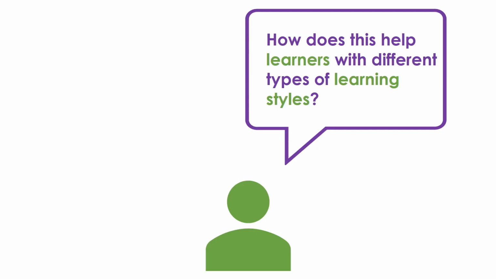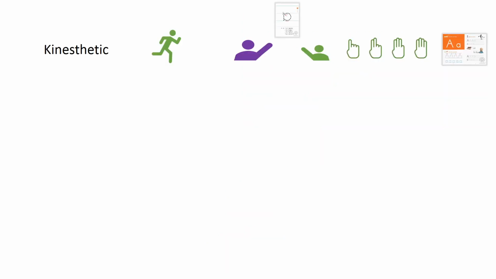How does this help learners with different types of learning styles? Students learn in a variety of ways. The kinesthetic learner will be supported by doing things such as air writing with a teacher, by modeling the stroke order, by holding up their fingers representing the sounds, or by doing activities in their writers.